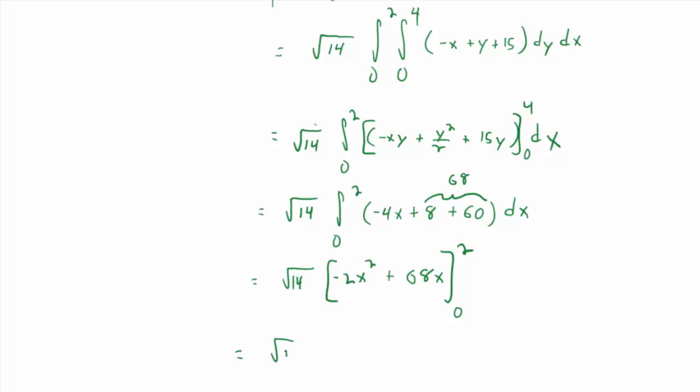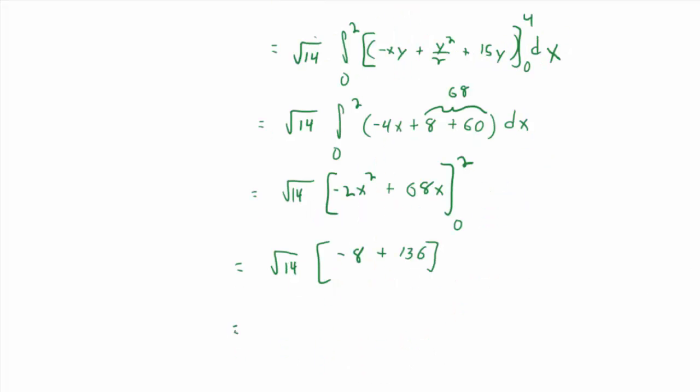Okay, so what does all that mess turn out to be? So negative 8 plus 136? I believe that. So 128 root 14 would be a good way to write it? Yeah. There we go.